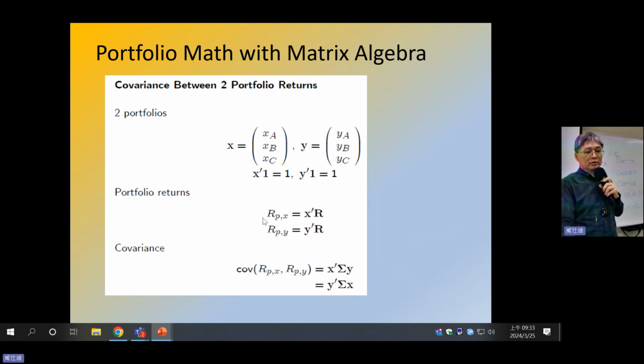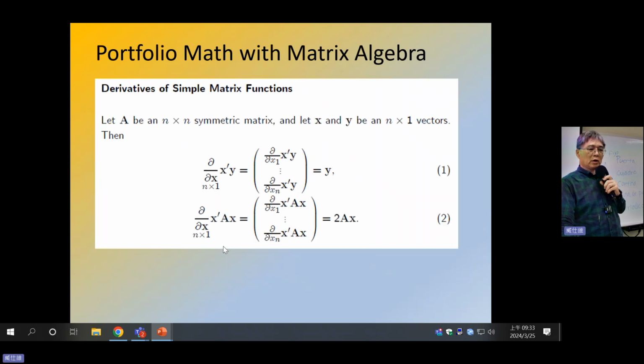So right now you can see the covariance of two portfolios here. We can denote the covariance of RPX and RPY to be X prime sigma Y or Y prime sigma X. So this is about the covariance between two portfolio returns. And now let's come back to the portfolio.